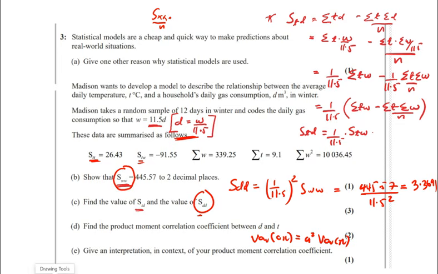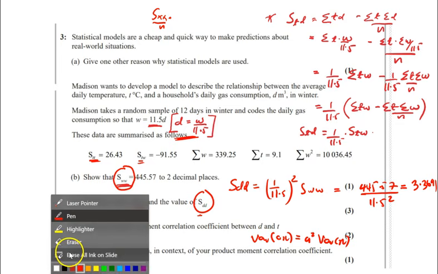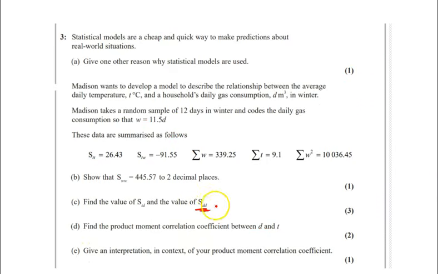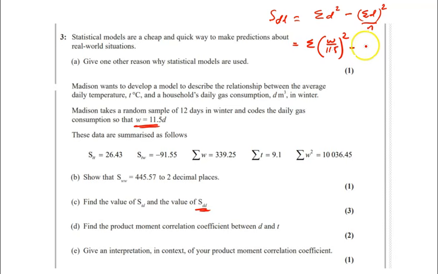Okay, but sometimes you may not be able to see this, so I'm going to give another way of seeing SDD, the same way I explained the previous one. Another way of seeing SDD is still from the formula: the summation of D squared minus the summation of D all squared over N. Remember D has been created from W, so D is W over 11.5, squared, minus the summation of W over 11.5, squared, all of it over N.